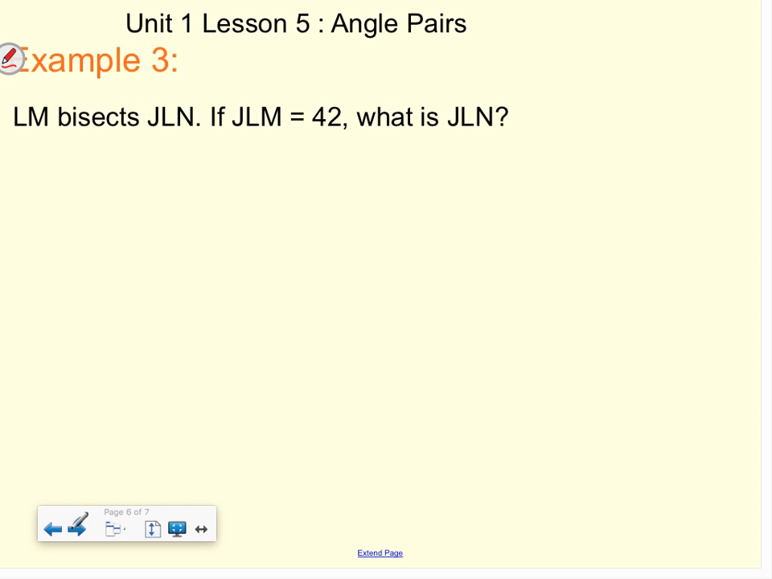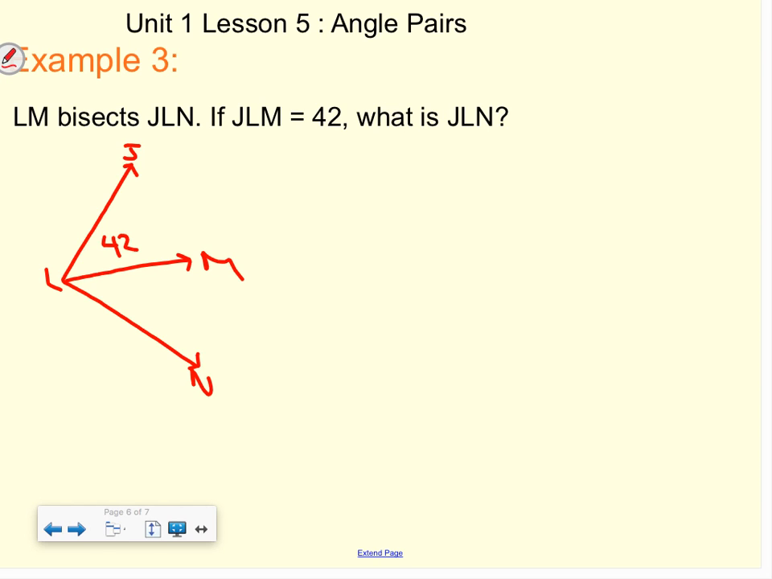All right, this one would be made much nicer if there was some sort of diagram to it, but there isn't. So we'll just have to draw this out. It says LM bisects angle JLN. So first of all, I'm just going to draw JLN. I don't know exactly how big it is, but I don't know if it really matters right now. LM bisects this, so that means it cuts it in half. We're going to be working a lot more with bisecting things in the next lesson. If JLM equals 42, what is JLN?